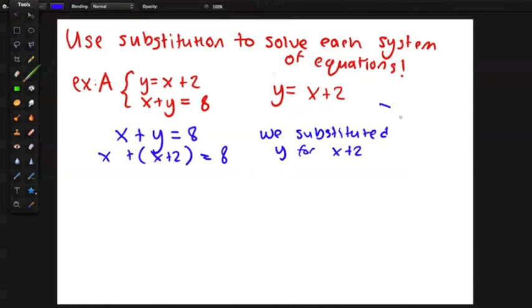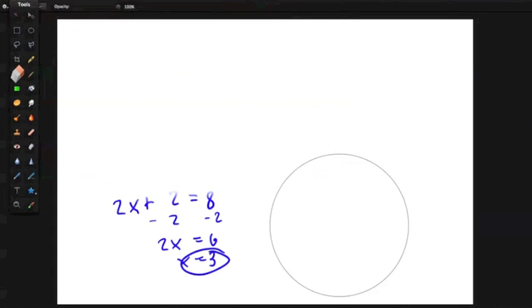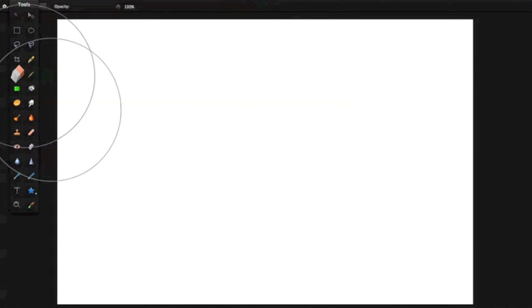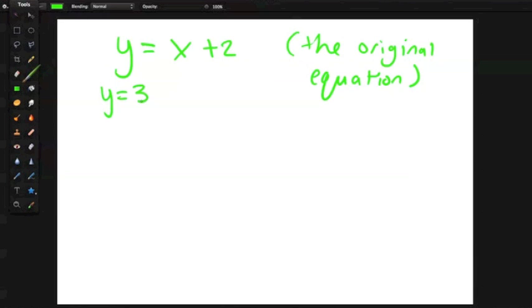Once you've done that, you can combine like terms and solve for the remaining variable, in this case x. So we get 2x plus 2 equals 8, basically 2x equals 6, and then x equals 3. Now that we know x equals 3, we can plug it into one of the original equations. In this case, I'm using y equals x plus 2. I take that x and replace it with 3, and I know that y equals 5.